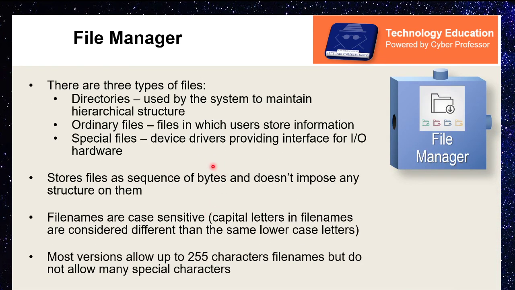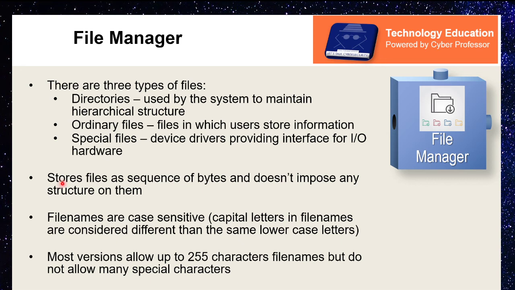Finally, as part of the file management features of the UNIX operating system, there are three types of files that we need to mention. Directories is the first one, which is used by the system to maintain hierarchical structure. The second one is the ordinary files, files in which users store information. And the last one is the special files, device drivers providing interface for input-output hardware. Again, examples of the input-output hardware include printers, keyboards, mice, scanners, and so forth.